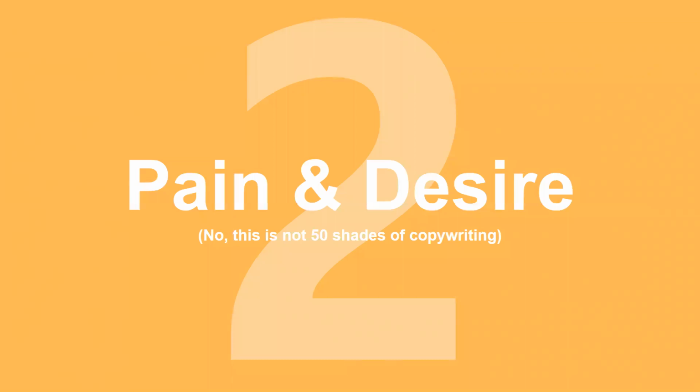Joanna Wiebe uses an interesting framework for this called if this, then that. So if you want that, then you'll do this. If you want that, then you'll do this. It's a good way to dig down if you use that framework. But no, we're not talking 50 Shades of Copywriting.